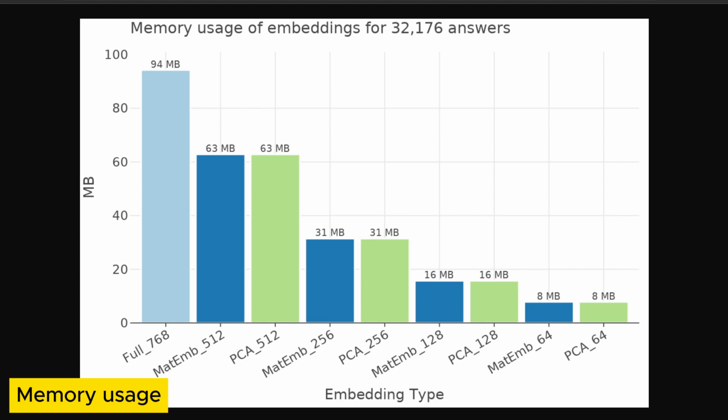Now let's take a look at the memory usage of the embeddings. We currently have about 32,000 answers in our index. When we use the full embedding dimensions, that is 768, it takes 94 megabytes of memory. But as we go down, the memory size decreases. For example, when we only have 64 dimensions, it only takes 8 megabytes of memory. So this is quite a lot of reduction in memory usage. But let's see what happens with the model performance.